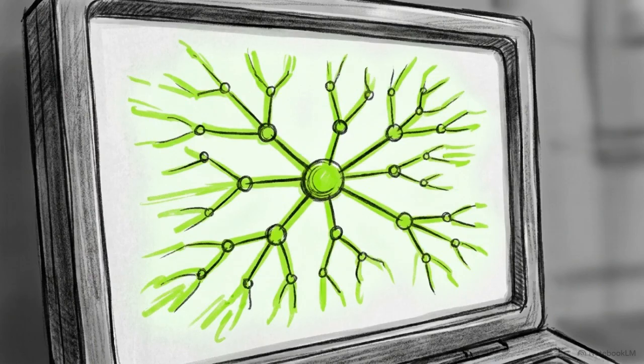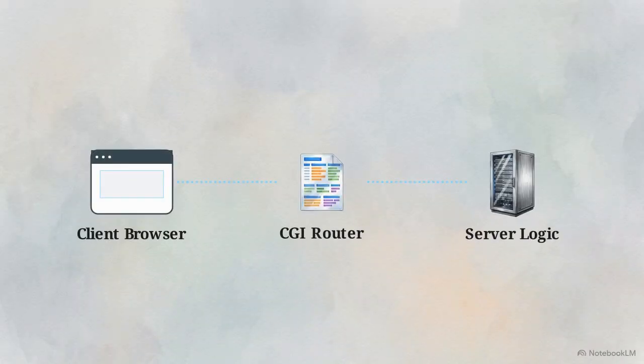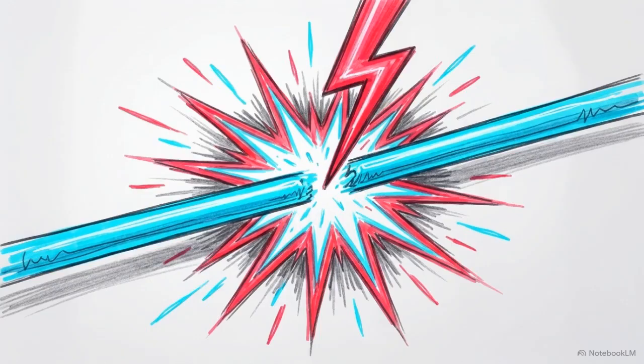Historically, this raw data movement was handled by the Common Gateway Interface, or CGI. CGI is the standard that determines exactly how the web server routes that incoming information to the application logic. Every dynamic transition point between the client browser, the CGI routing, and the server logic requires the passing of data. Every one of those handoffs introduces a vector for untrusted input injection.